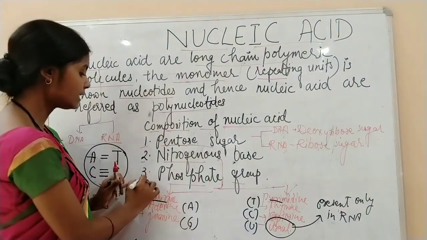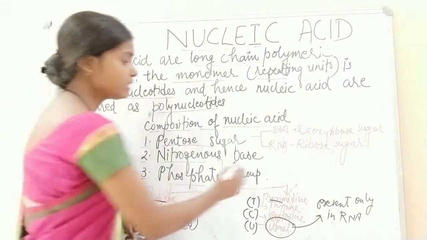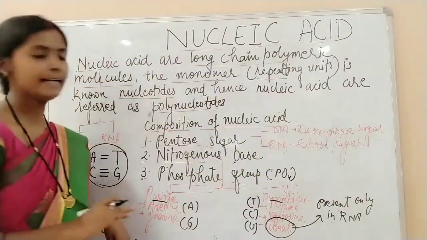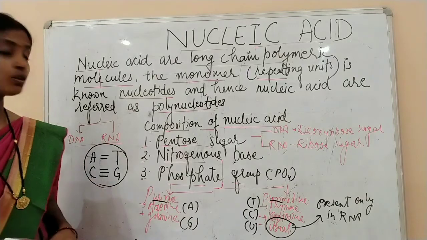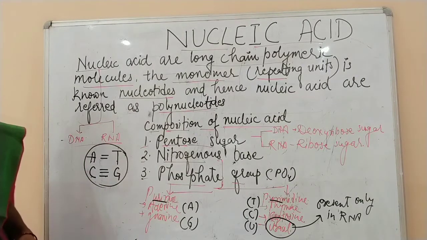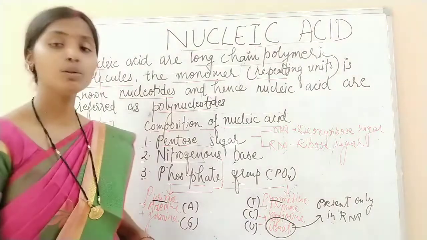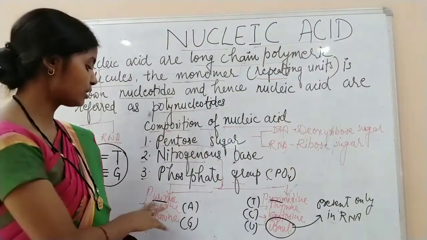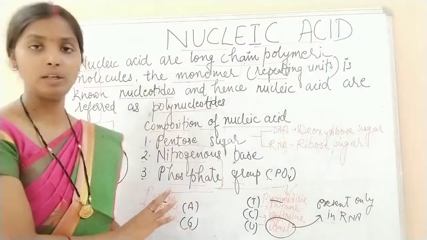Now third is the phosphate group, that is PO4. This is common in both DNA and RNA. So these are the composition of nucleic acid. In the next video we will see the structures of the nitrogenous bases, sugar and all that.